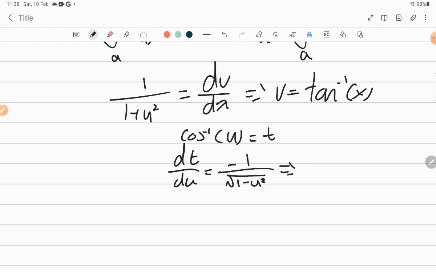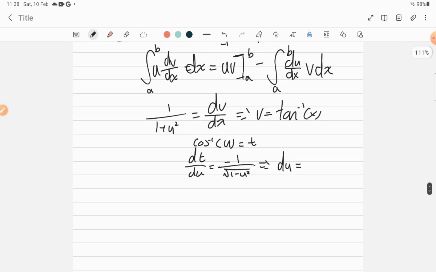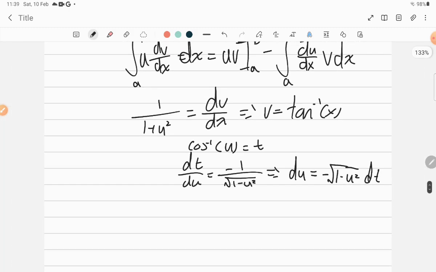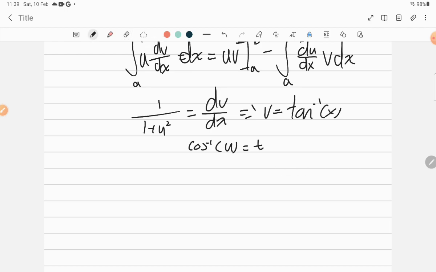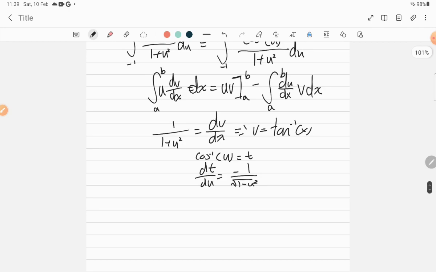So this implies du is equal to, dividing, negative square root of 1 minus u squared dt. No, right, I don't need this. My god. I just need dt over du is equal to 1 over square root of 1 minus u squared. That's all I need. I had a bit of a brain fart.